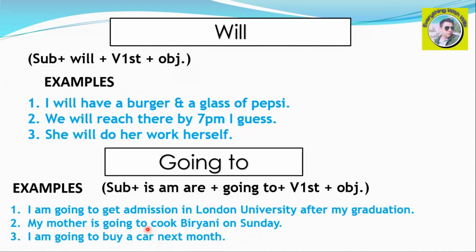So something that you have already planned and you're going to do in the future, you're going to use will or going to, and something that you haven't planned, but you have decided on the spot that you're going to do something, then you have to use will.